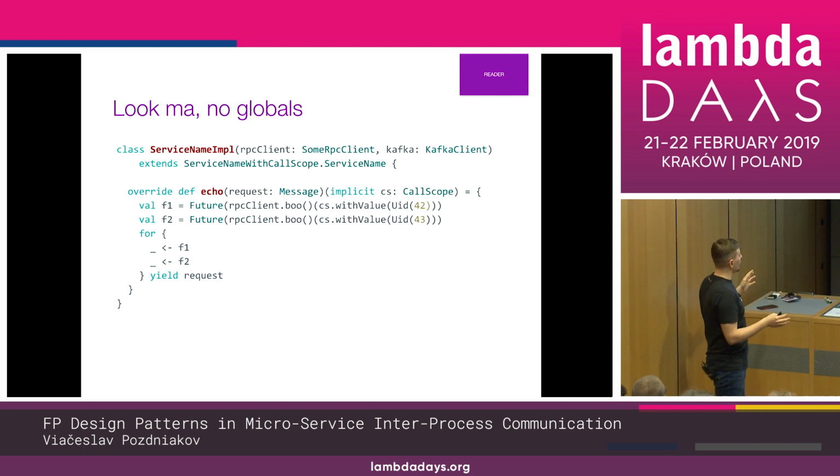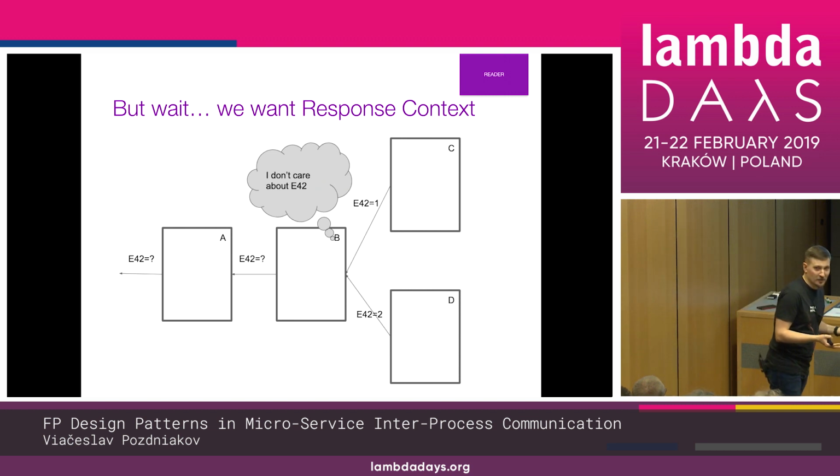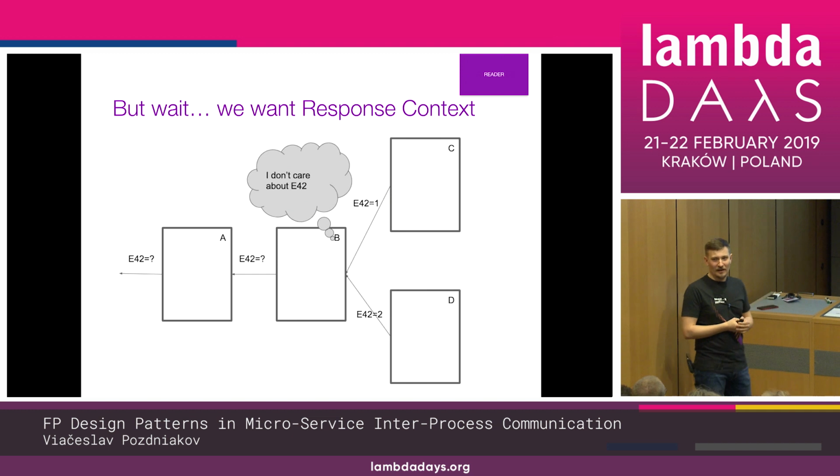So that's how we actually eliminated globals, by replacing globals with implicit arguments. Yeah, so it's all cool, but then we got another request saying that we have to support response context.